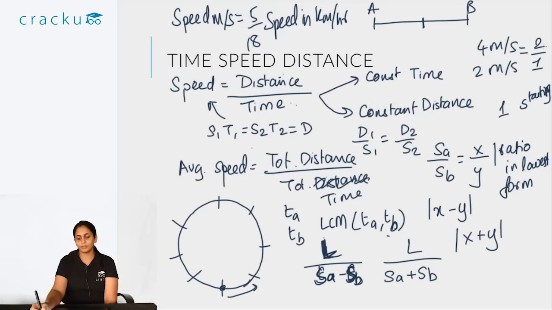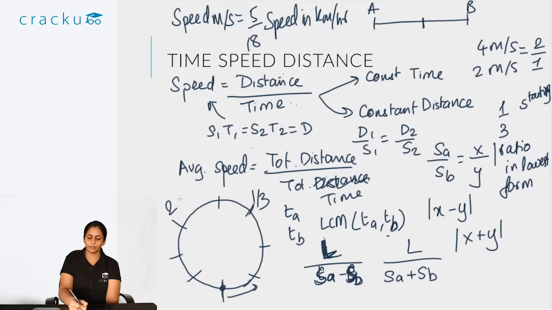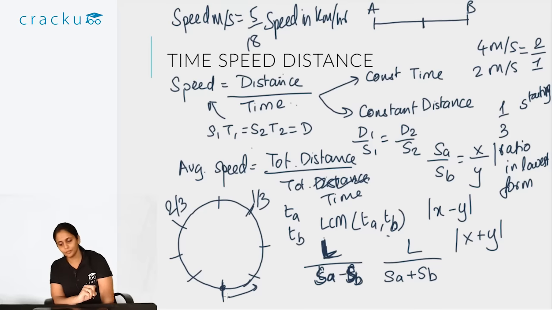If we move in opposite directions, the number of meeting points would be 3 points along the circle. One point would be the starting point, the other point would be 1/3 along the circle, the third point would be 2/3 along the circle, and then we return to the starting point. So this is the basic fundamental of circular tracks.